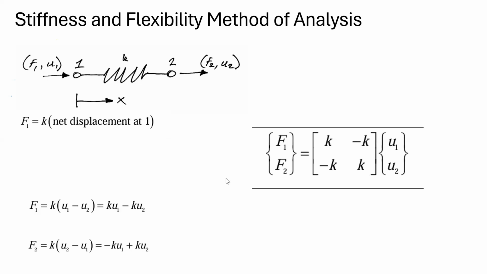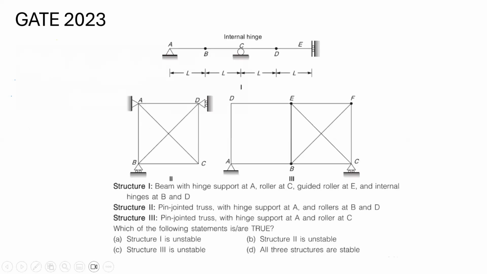Just for example, they have asked one question. The first diagram is of a beam A, B, C, D, E. A is a hinge, C is a roller, B and D are internal hinges, and E is a vertical roller. Each length is L. The second structure is a square two-dimensional truss. A is a hinge, D is a roller, B is also a roller.